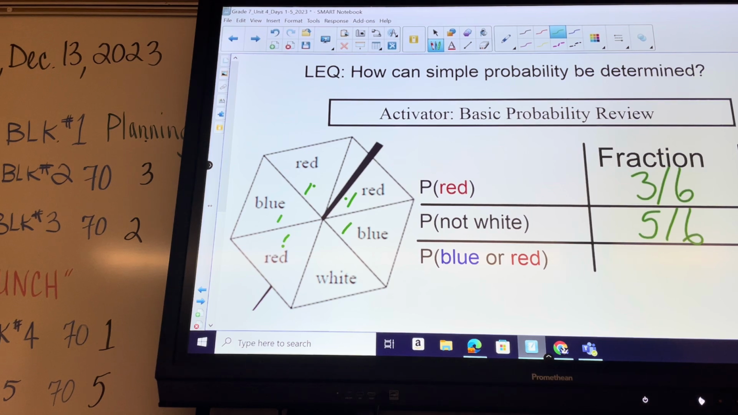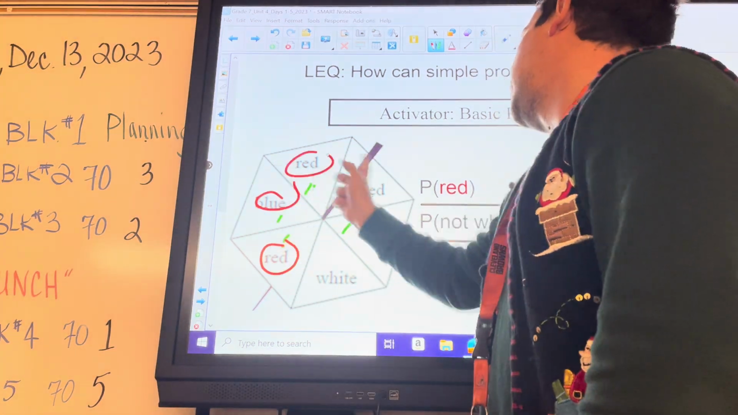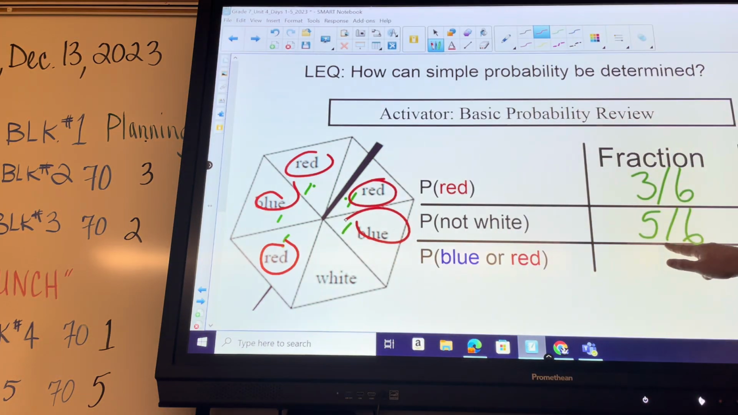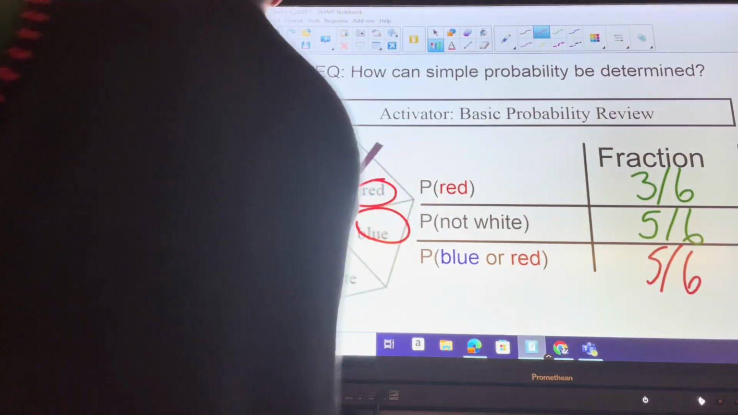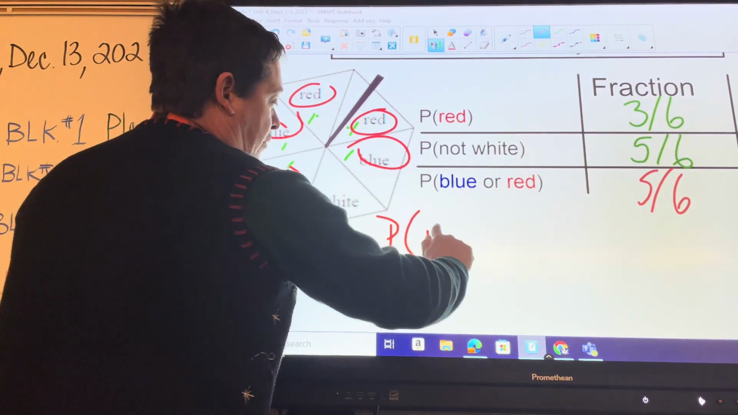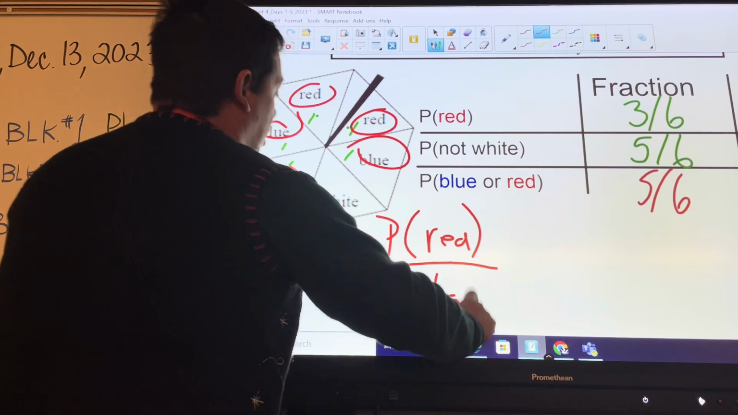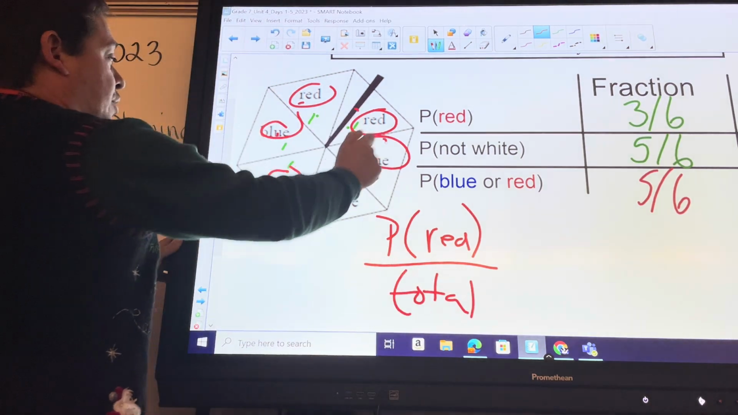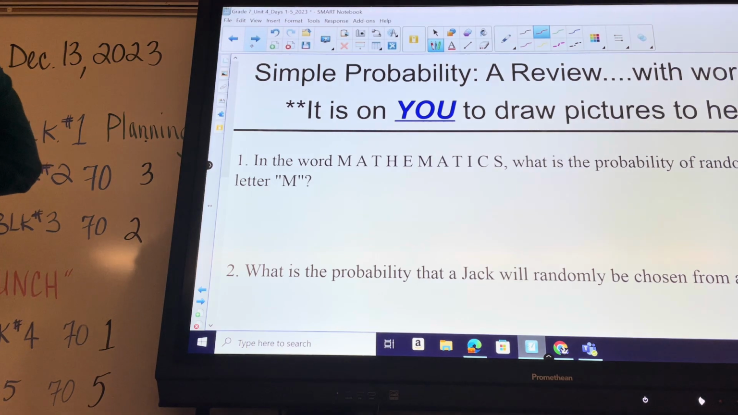The last one says a probability of blue or red. Well, there's 1, 2, 3, 4, also 5 that are blue or red out of a total of 6, which is 0.83. So simple probability. It's the probability of whatever you're looking for. Maybe it's a probability of red over the total number of outcomes, which is the total number of things that could happen. All right, a real quick review.